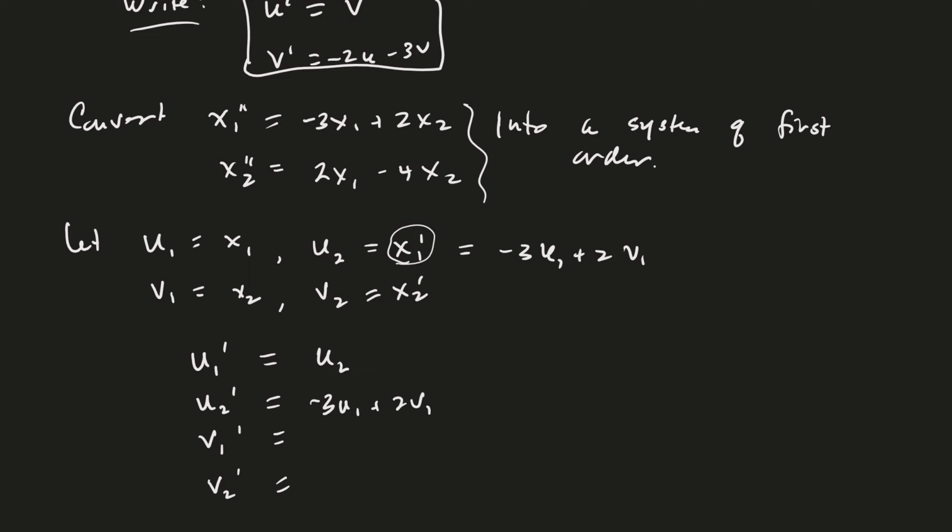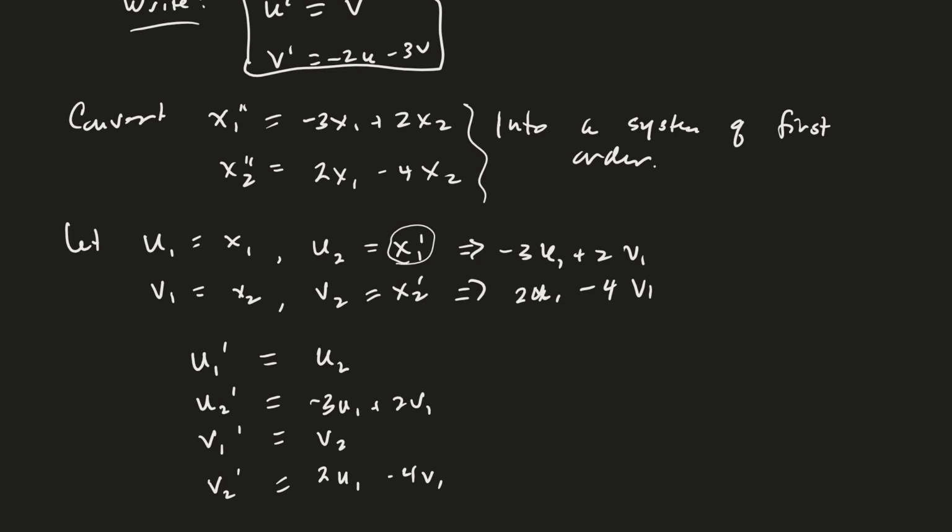Good. And now v1 prime is equal to v2, and v2 prime is equal to x2 double prime, and so x2 double prime is going to be 2x1. Oh, what's x1? x1 is u1, plus or minus 4 x2. x2 is v1. Okay, so that's going to be 2u1 minus 4 v1.